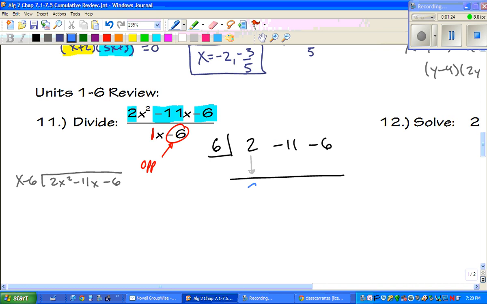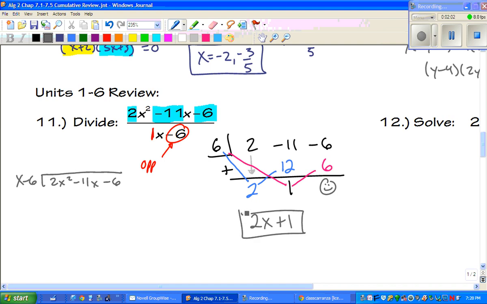So we drop the 2 down, and then we do 6 times 2, which gives us 12. We add these numbers up, and we get 1. Now you're going to do 1 times 6, which is 6, and then when you add those up, you get 0. So what this tells me is this is my 1, and this term is my 2, is my x. So we get an answer of 2x plus 1.